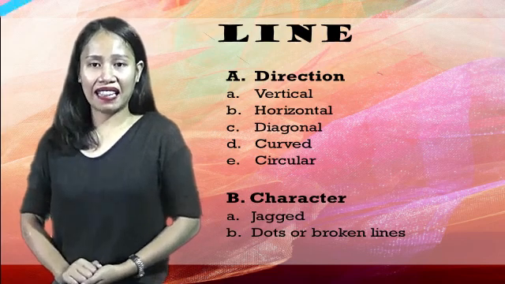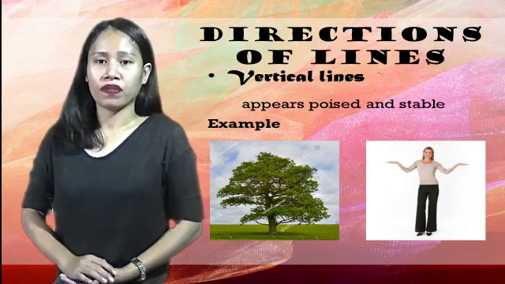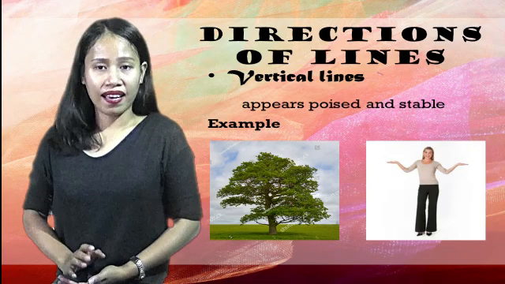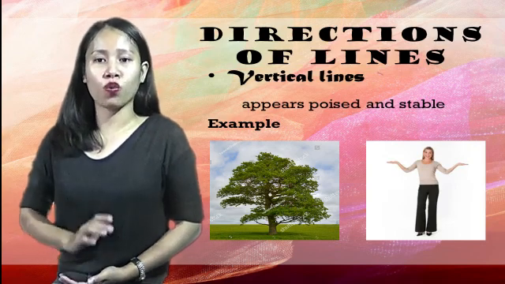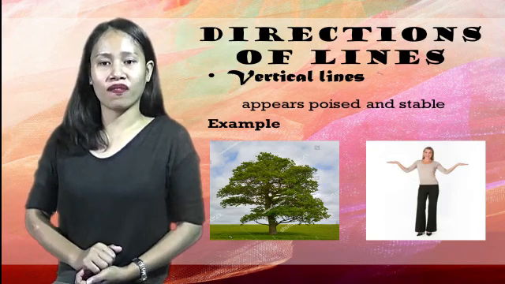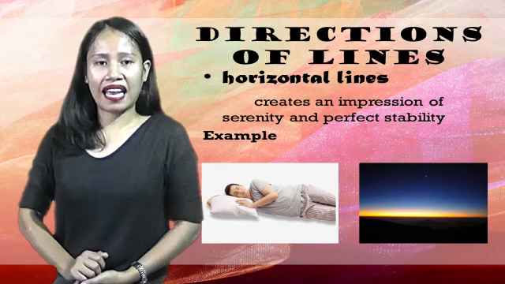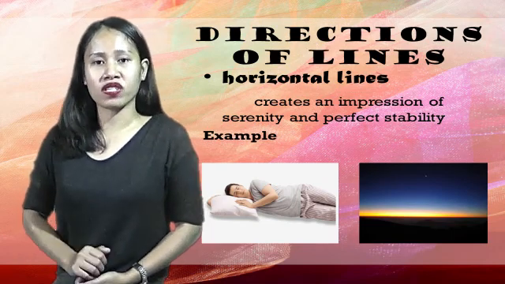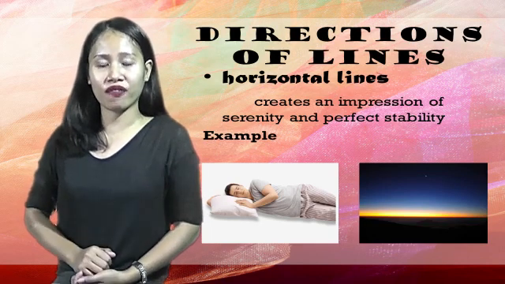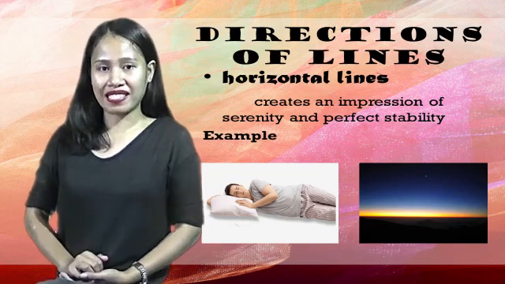We have the vertical line. A vertical line appears poised and stable. For example, we feel that a straight tree is strong and that a person who stands tall is one who has confidence in himself. So we have the next direction of line, the horizontal line. Horizontal line creates an impression of serenity and perfect stability since we associate it with reclining forms in nature, such as a sleeping person or the horizon.